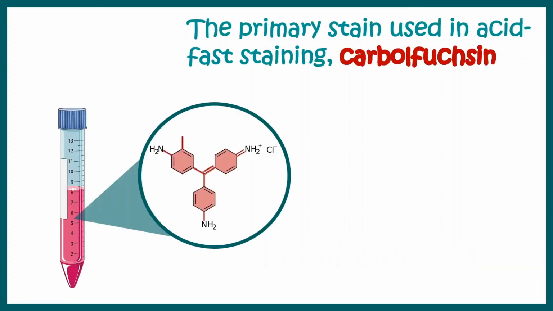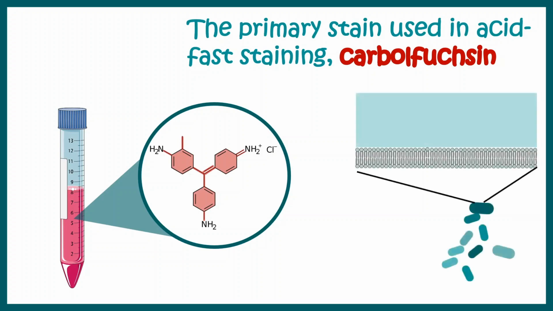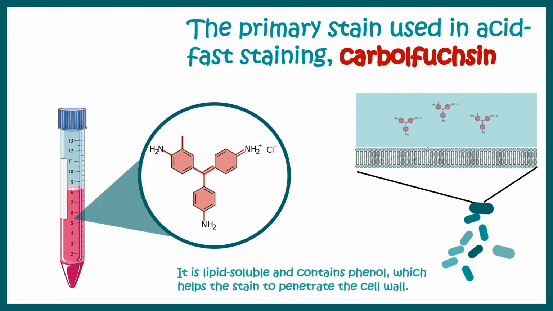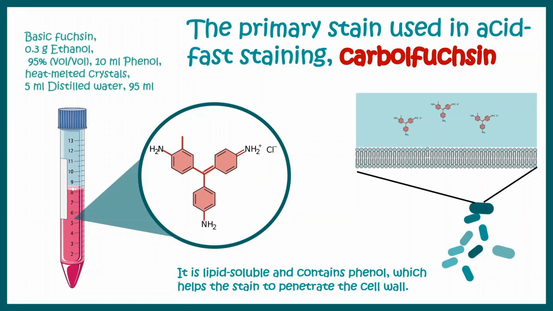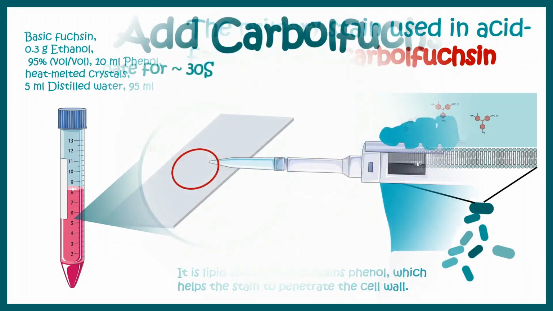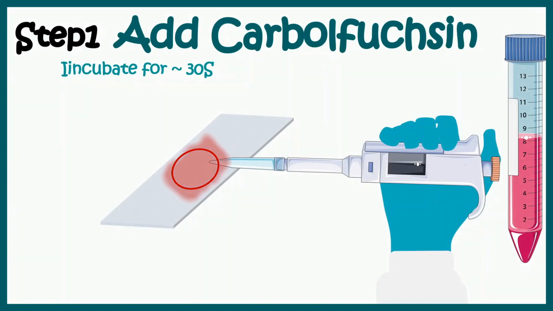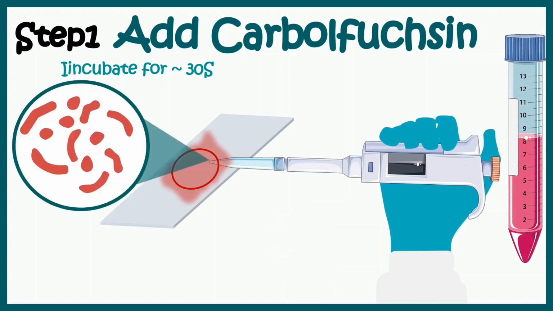So the primary stain involves carbol-fuchsin. Carbol-fuchsin is a stain which has phenol in it, and it can penetrate even this impermeable, mycolic acid-containing cell wall. So it penetrates and gets inside the cell wall. Carbol-fuchsin contains basic fuchsin, ethanol, phenol, the heat-melted crystals of phenol, and also distilled water. So all the bacteria at this step would be colored red with the carbol-fuchsin, be they acid-fast or non-acid-fast, and this incubation would happen for, let's say, 30 seconds.